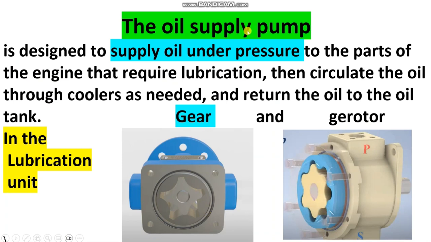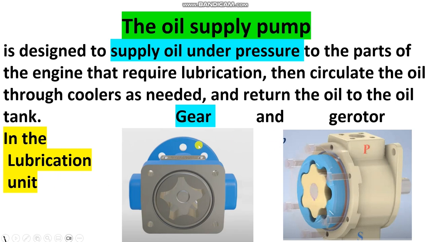Here, the oil supply pump, or oil pressure pump, is designed to supply oil under pressure to the parts of the engine that require lubrication, bearings, pumps. Then circulate the oil through the cooler as needed and return to the oil tank. Look here, this pump is located in the lubrication unit.